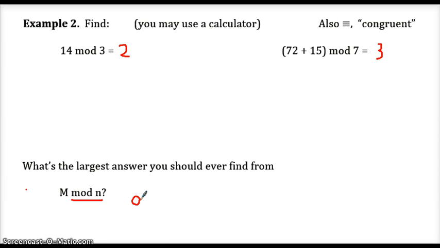So really, when you're modding things by n, you could get 0, you could get 1, you could get 2, you could get all the numbers up to n minus 1, but you can't get any bigger than that. So sometimes they refer to this whole set of numbers, from 0 up to n minus 1, as the set of integers modulo n. You see this Z symbol, like the symbol for integers, with a subscript n underneath it.